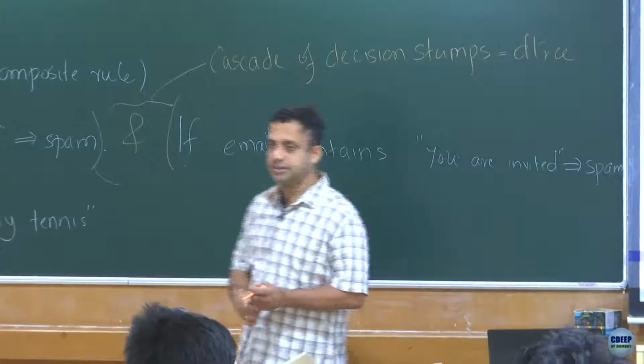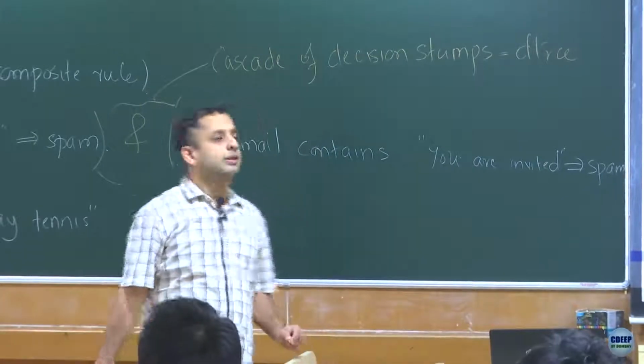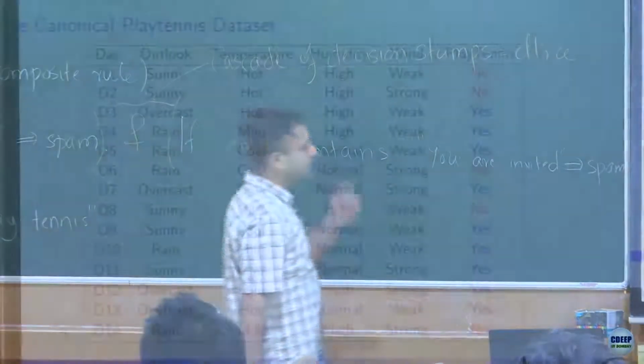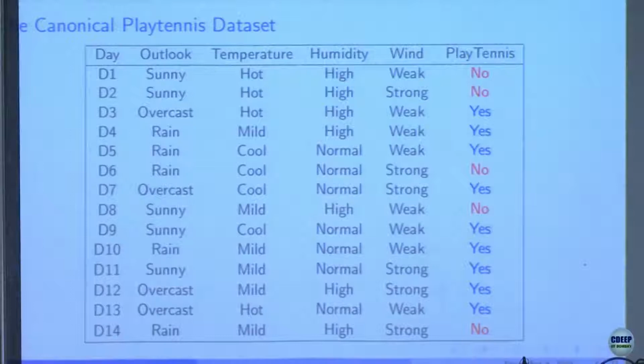So this is going to be our canonical example, whether to play tennis or not. Each row here corresponds to a day, an instance, and based on outlook, the temperature, the humidity and the wind, a person decides whether to play tennis or not. This has been recorded, and outlook can take some specific values, for example whether it's sunny, whether it's overcast, whether it's rainy.